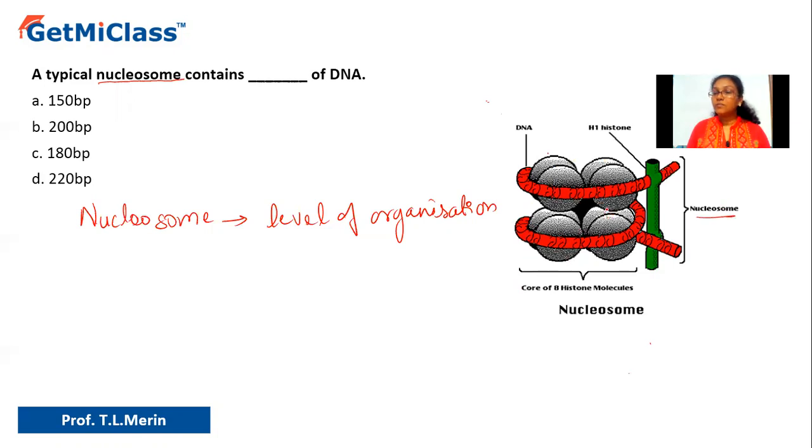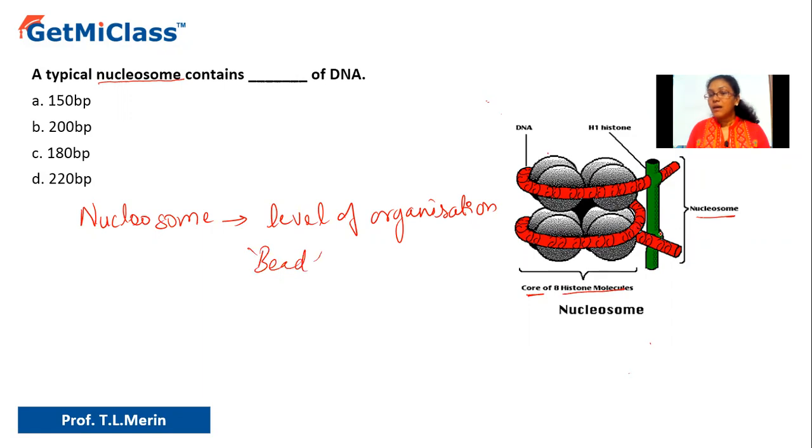And what is nucleosome? Nucleosome is a bead-like structure, which is made up of DNA as well as histone proteins. Okay, so what you can see here, these are histone proteins. There are around 8 molecules of histone proteins which form the core protein. What is this core protein? Around this core of histone, the DNA is wound.